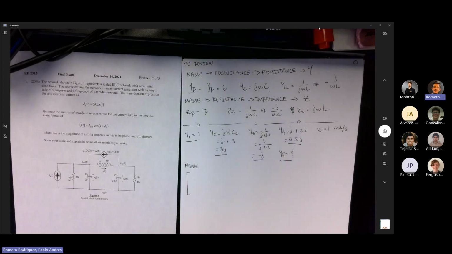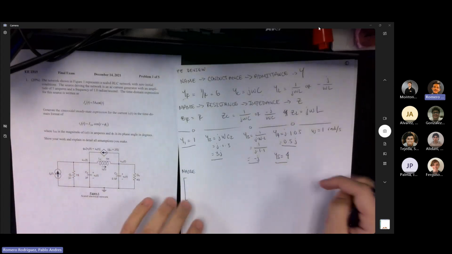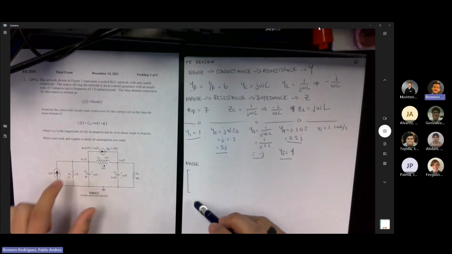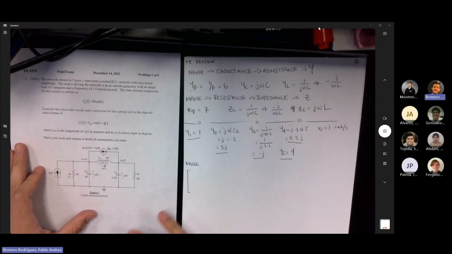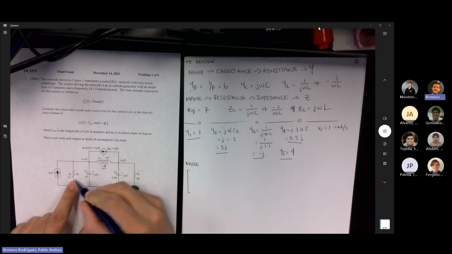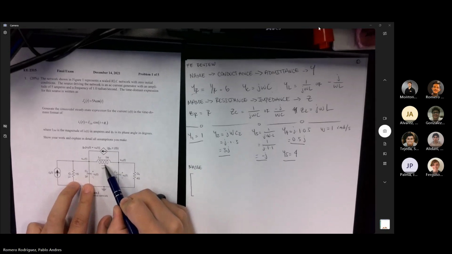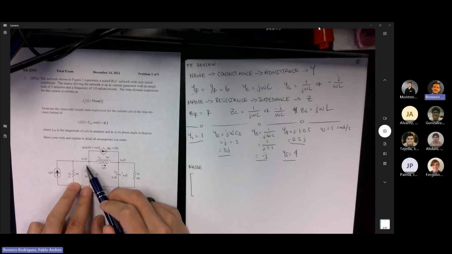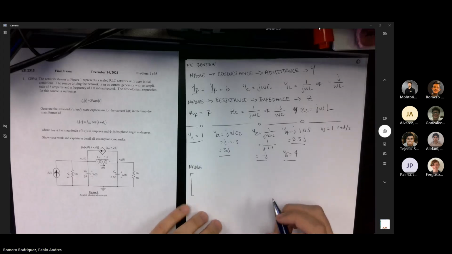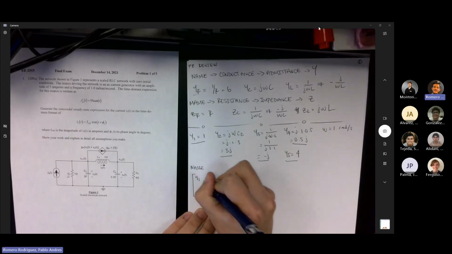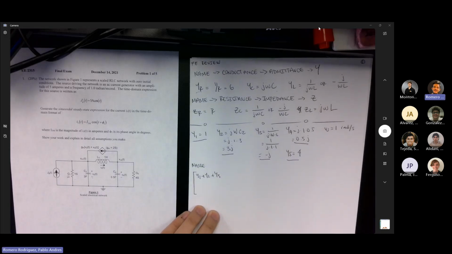Okay, let's start there. We only have 2 nodes, so this is going to be a 2 by 2 matrix. We're going to look at the first node, and at everything that is connected to it. This guy is connected to the first node, this guy too, and this guy too. Nothing else is connected in terms of passive or reactive elements. So we're going to have Y1 plus Y2 plus Y3.